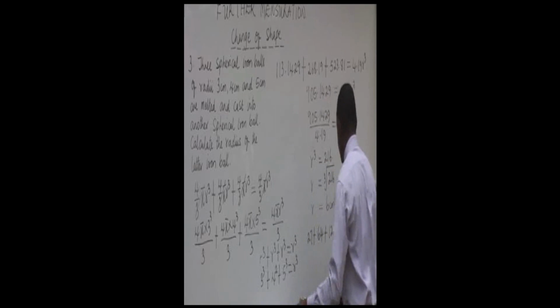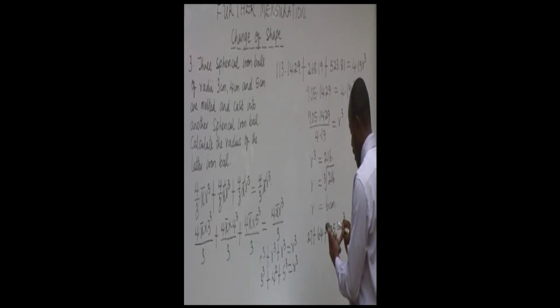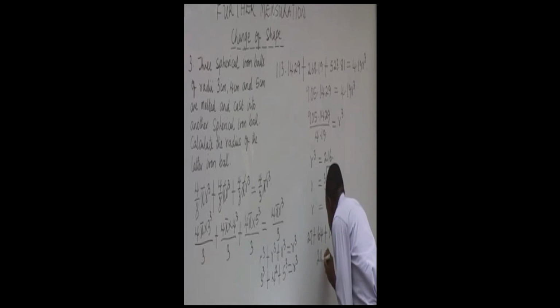Now add up these things. You find out that you're going to get the same 216. 27 plus 64 plus 126. Sorry, 125. 216. So we have 216 is equal to r cubed. That means r will be the cube root of 216. Cube root of 216, which will give you the same 6 that we got when we used this long process method.